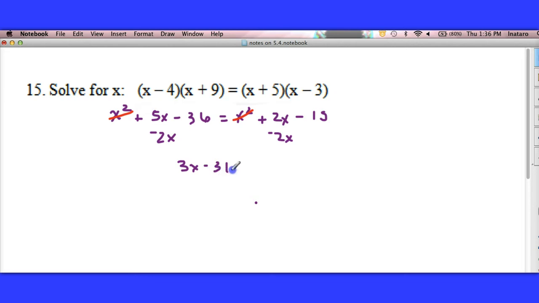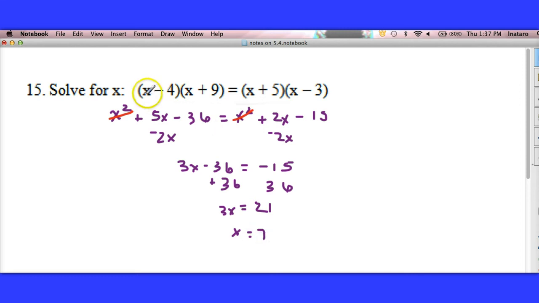Be very careful with your negative signs that you don't drop them as you solve these equations. So then the next thing I'll do to get x by itself is add 36 to both sides. And negative 15 is what I have on the right. Negative 15 plus 36 is 21. So I have 3x equals 21, and if 3x is equal to 21, that means that x is equal to 7.